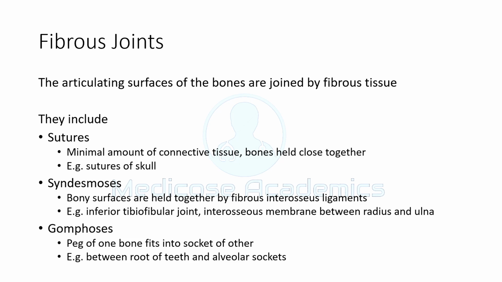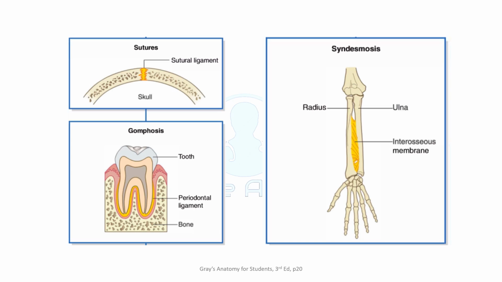And then gomphoses. These are known as peg-in-socket joints, where a peg of one bone fits into the socket of another. This is the specific type of joint named for the joint between the bones of the jaw and the teeth, the roots of the teeth and the alveolar sockets, as we call them. So here are the three shown here. Sutures, reciprocally shaped bones with a minimal amount of tissue. Syndesmoses, bones further apart from each other with interosseous membranes or ligaments. And gomphoses, the peg of the root of the tooth in the socket of the alveolar bone.